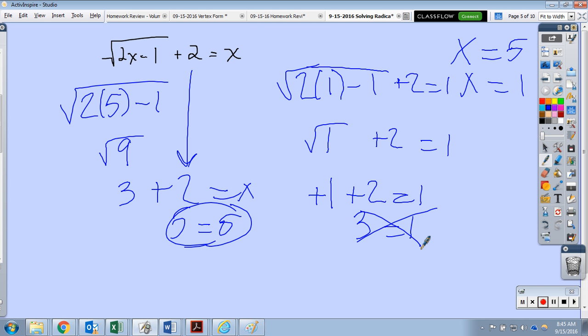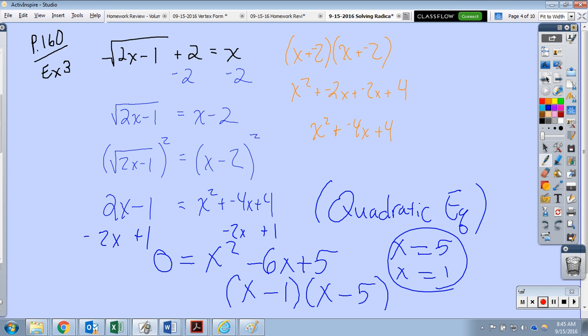Let's go back to the beginning because we're getting that 5 to work, but 1 is not making a true statement. We plug in 1. We get 2 minus 1 is 1. Square root of 1 is 1. 1 plus 2 is 3, and 3 obviously does not equal 1. So let's make sure the original problem was this. We isolated, we squared both sides, and that's correct. We did that to make it equal to 0. X squared minus 5x minus 1x plus 5. So x equals 5 and 1.